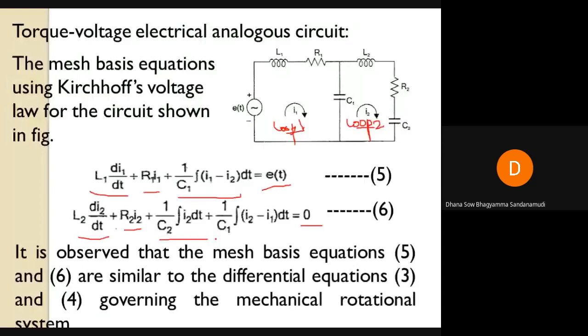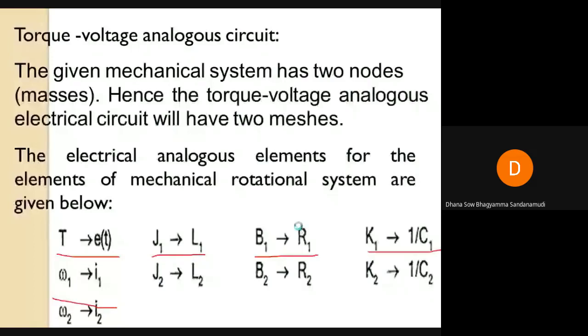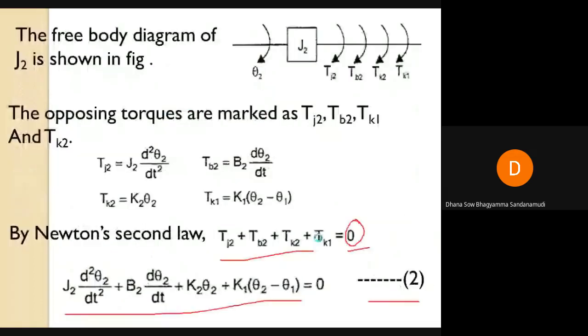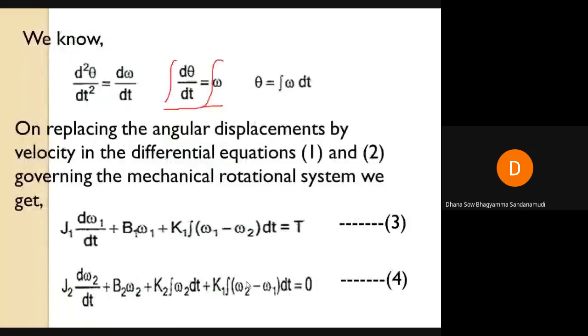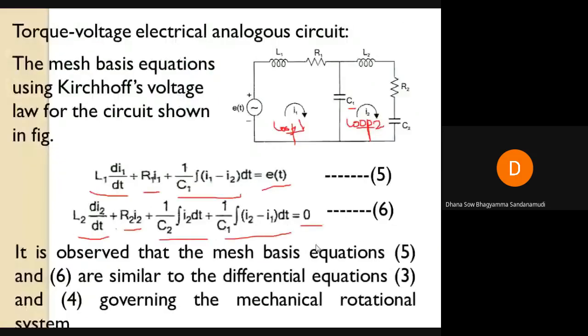Okay. Now compare equations 5, 6 with 3, 4. Both the equations will be similar. Now let us go for the torque-current analogous circuit.